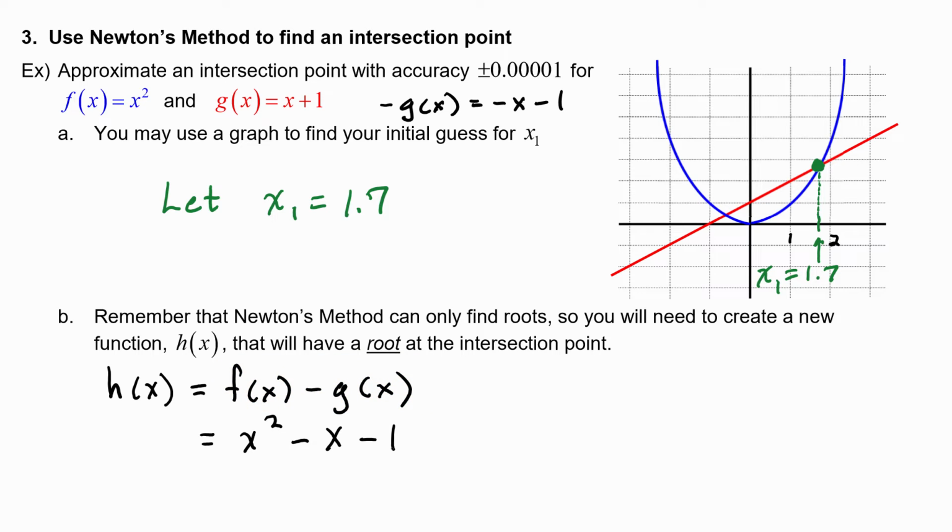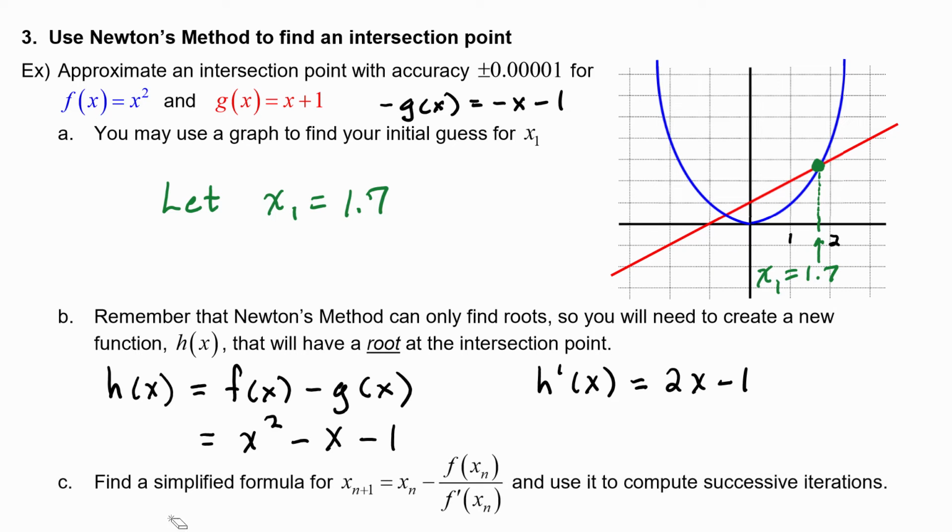Now for Newton's formula, we know that we will also need h prime. So let's write that down. And that's a simple derivative. It's going to be 2x minus 1. So now we have to find a simplified formula for x_{n+1}, and then we will use that formula to compute successive iterations, meaning x1, x2, x3, etc.